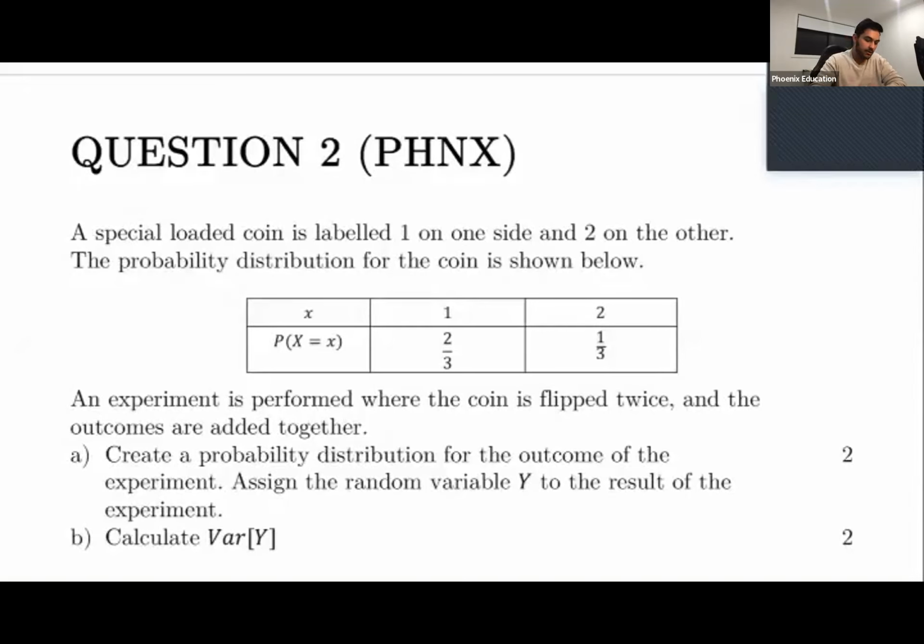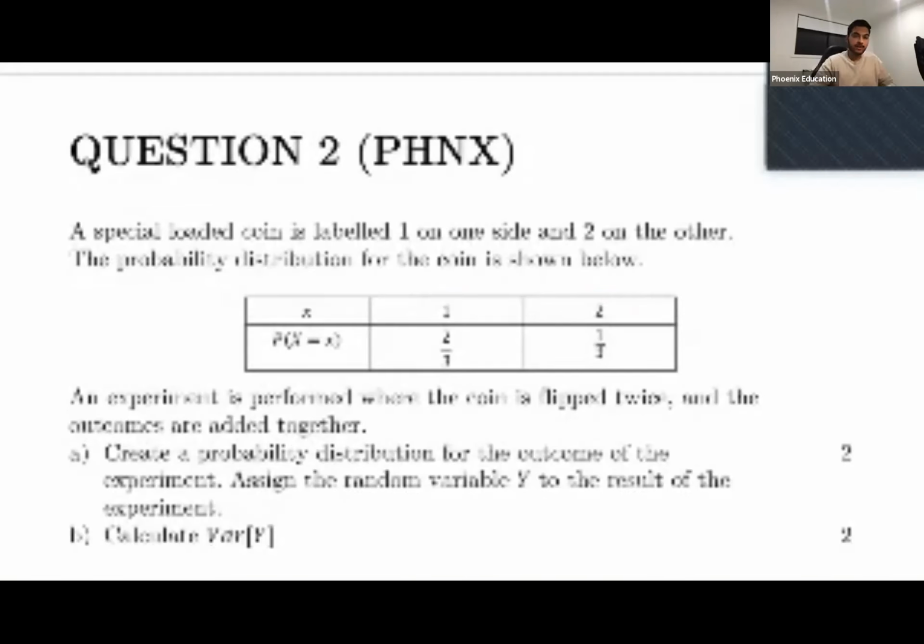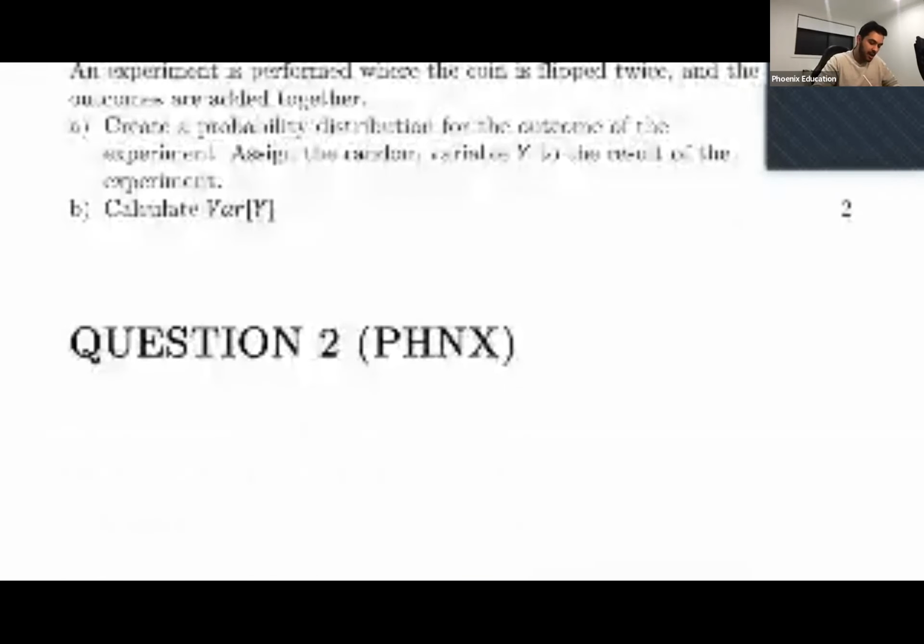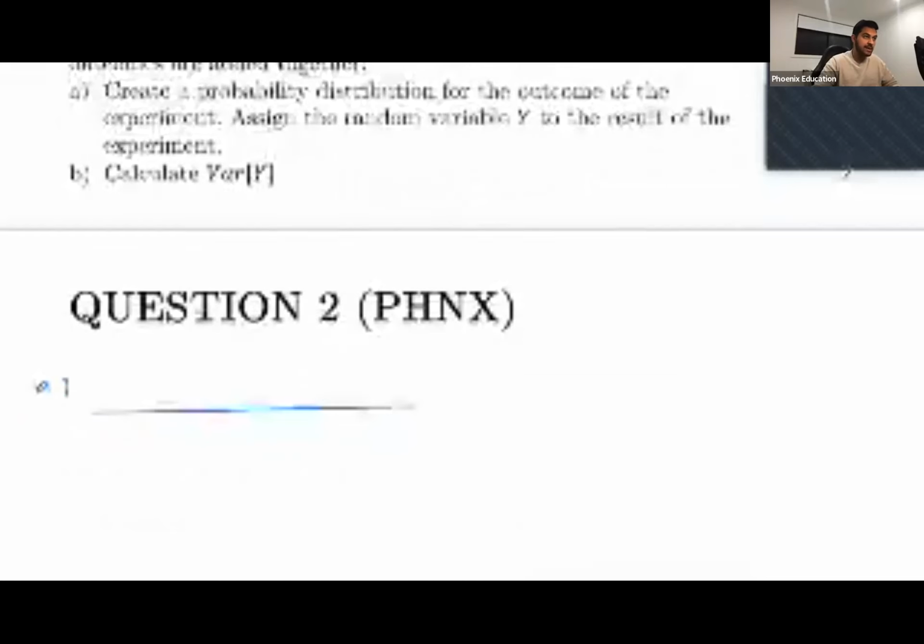Okay, let's go through this. So pretty much we've got a coin. These are the outcomes of the coin, 1 or 2, yeah? And we're flipping it twice and we're adding together outcomes from the flip. And we've been asked in part A to come up with a probability distribution table that describes the possible outcomes. So what we'll do is we'll just create a pretty rough looking table.